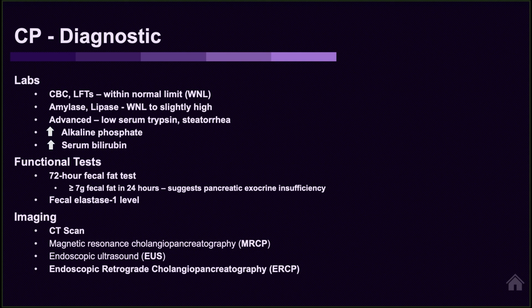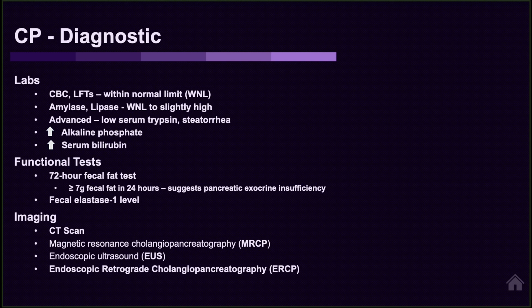As far as imaging goes, the CT scan has the highest sensitivity for calcifications. It's the highest sensitivity for diagnosing chronic pancreatitis complications. Some of the disadvantages are that it's not always the clearest. It's not the best visualization of the pancreatic duct. And also it's not sensitive enough to detect early chronic pancreatitis.